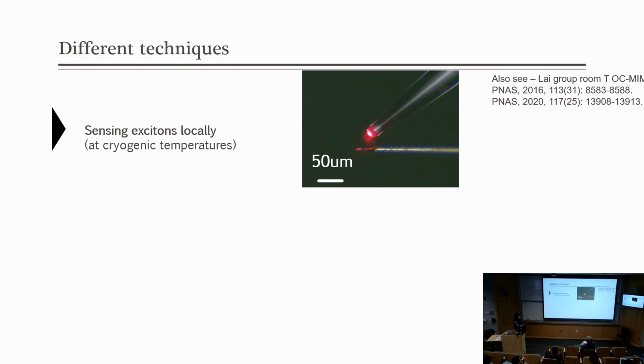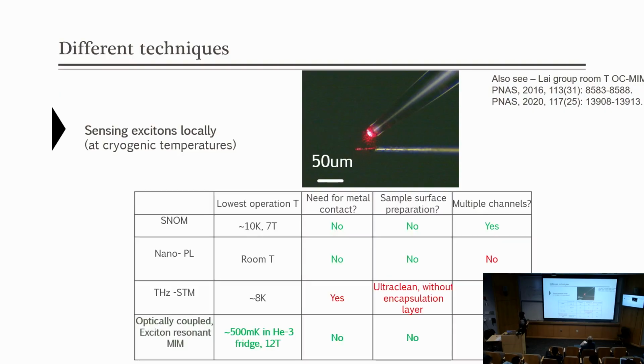This metallic tip sends in microwave and also collects the microwave coming out. So that's the microwave impedance microscopy, but we couple it with an optical fiber. Then what it does is that it can measure the optical coupling or excitation-induced conductivity changes in the sample locally.